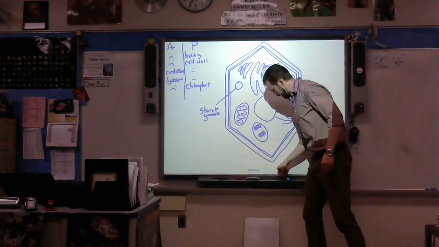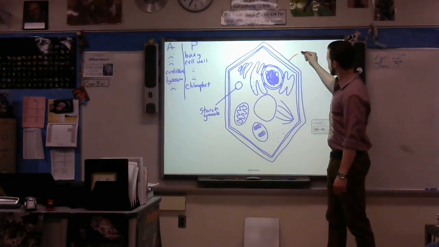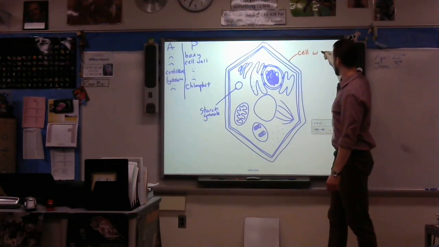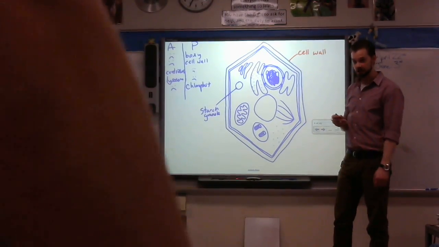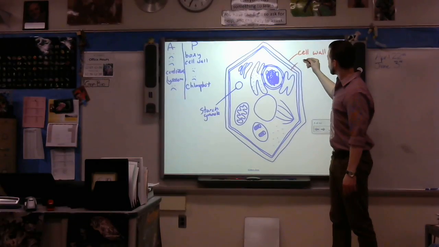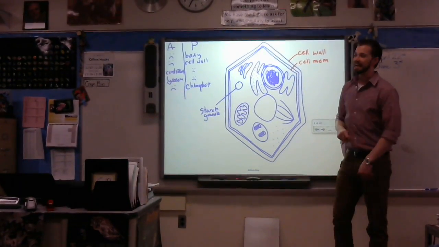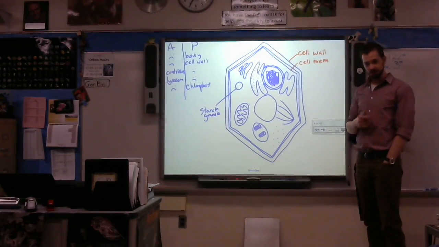So, I'm going to go ahead and label these real quick for us. Cell wall provides support and protection and structure, rigidity to the cell. The cell membrane allows the entrance and exit of substances, once again.